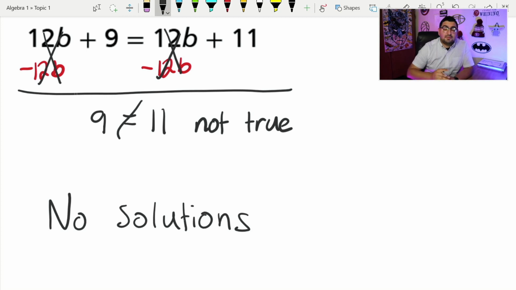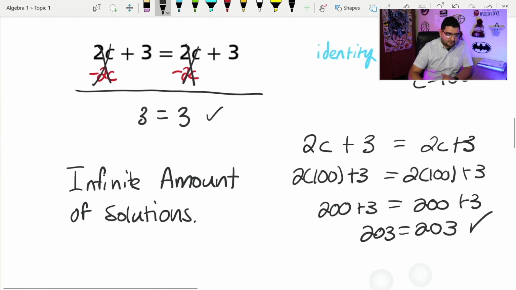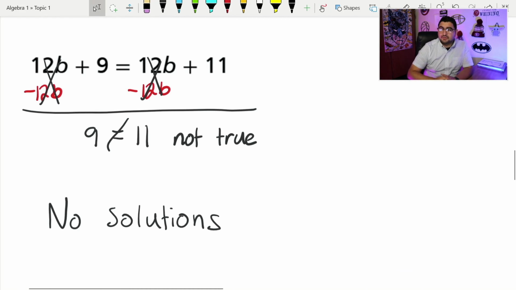So those are the two special cases. You can either have an infinite amount of solutions, like we did in the first problem, or you can have no solutions, as we just saw in this problem. So these are the two special cases that can happen when we're solving linear equations. If you're solving a problem and you get your variables to cancel out and you're left with a true statement, like you saw in the first example, then you know you have an infinite number of solutions. But if you get your variables to cancel out and you're left with a statement that's not true, like we saw, 9 equals 11, then that means that we have no solutions for that problem. So that sums it up for special cases.